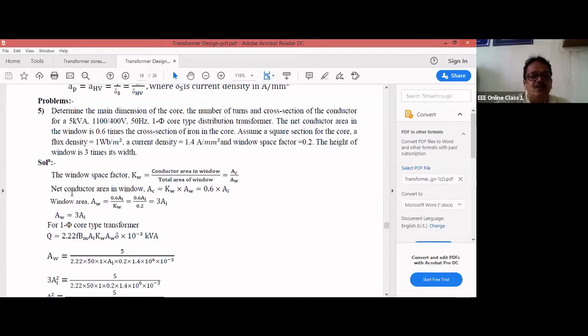Okay, so I want the net conductor area. What is given here? The net conductor area in the window. The net conductor area in the window AC is equal to Kw into AW, where AW is the area of the window.